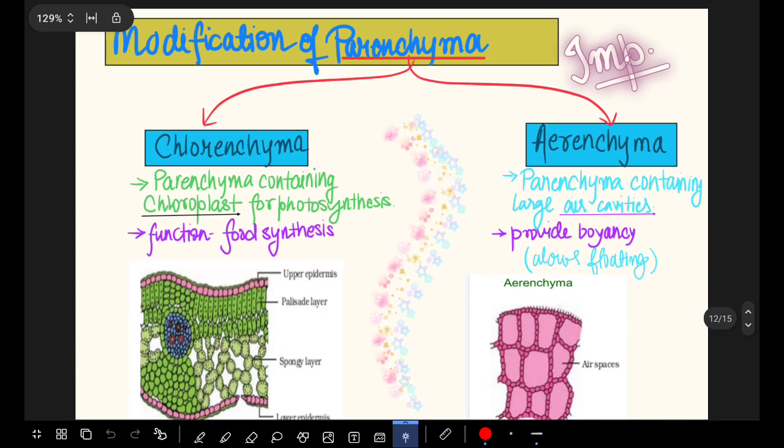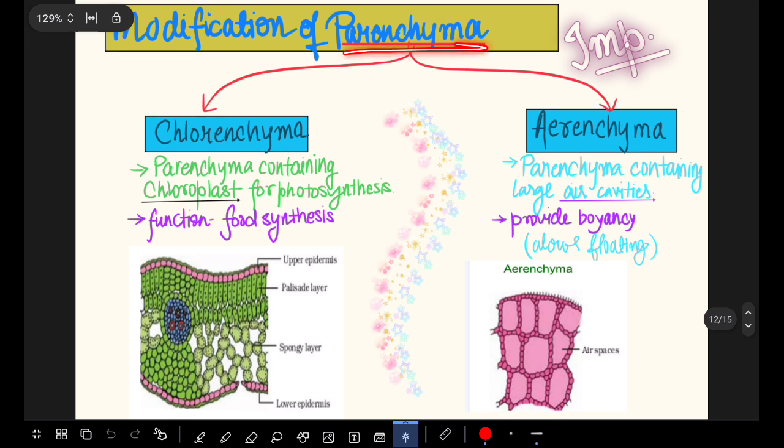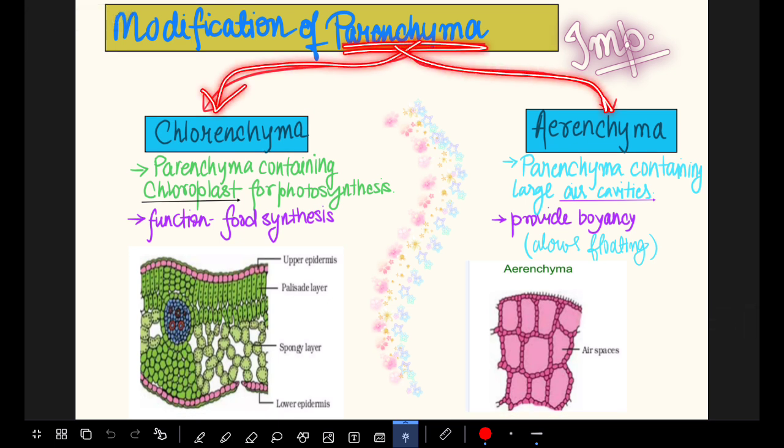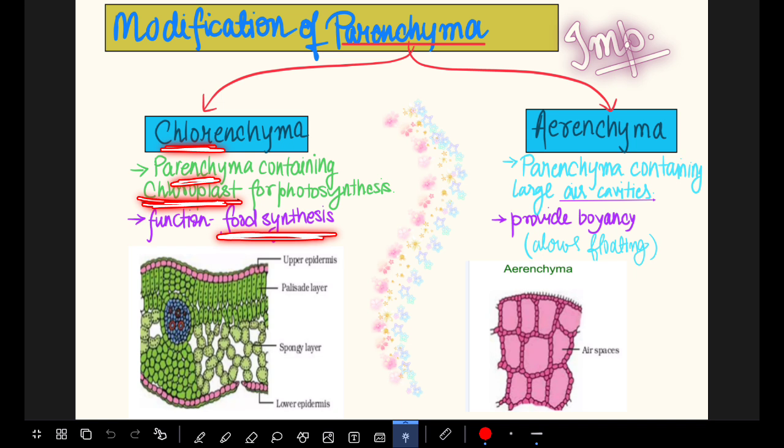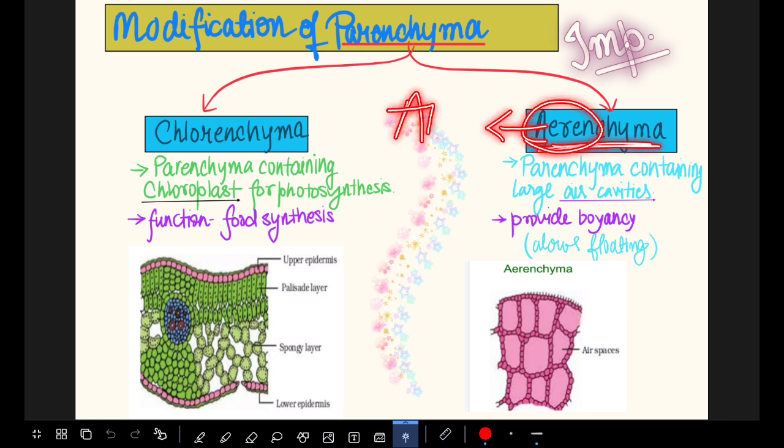Now, modification of parenchyma, very important. Parenchyma can be modified as chlorenchyma and aerenchyma. Chlorenchyma, very basic: as the name suggests, it is related to chloroplast. So the parenchyma that contains chloroplast is known as chlorenchyma. What is their function? Food synthesis, that is photosynthesis. Whereas aerenchyma, as the name suggests, relates to air. They have air cavities or air sacs which help them to float on water, so they provide buoyancy.